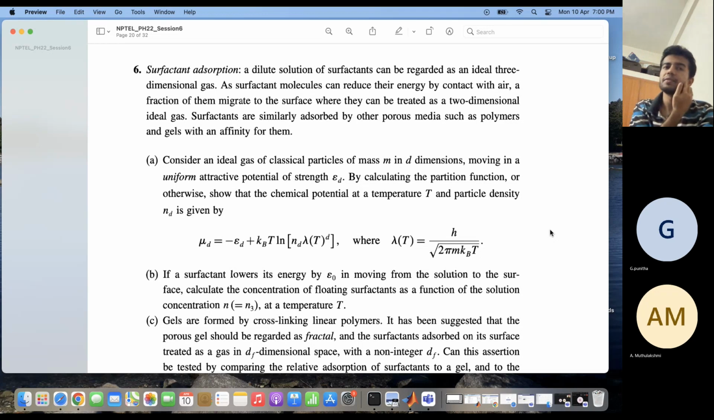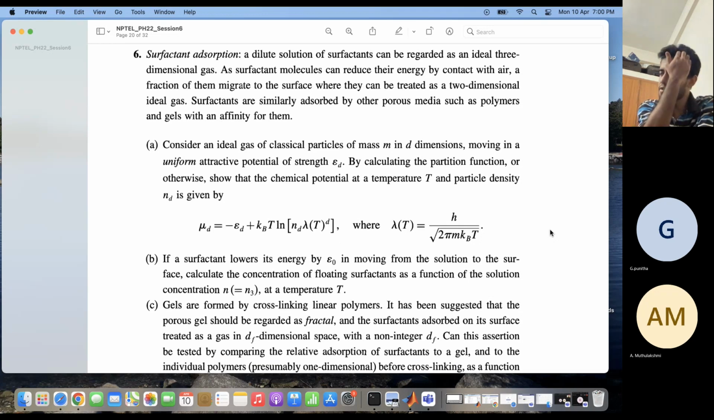So basically, surfactants are molecules which lower their energy by migrating to the surface. Okay, that is by contact with air. So if you spread some surfactants in a three-dimensional fluid, they will migrate to the surface and form a two-dimensional layer on top of the surface. Okay, so then they can be treated as a two-dimensional gas on top of a three-dimensional fluid.